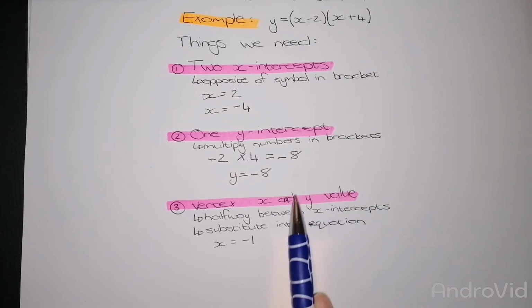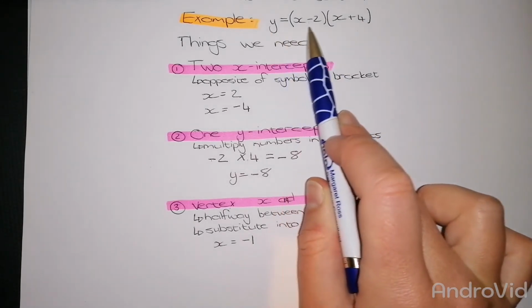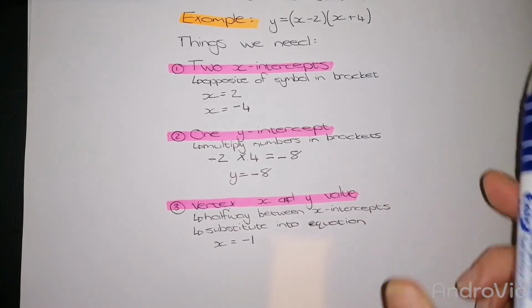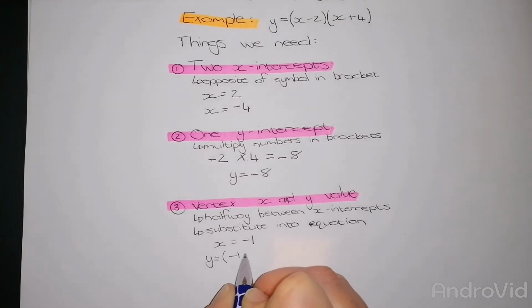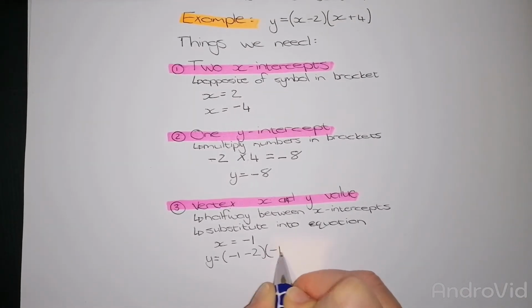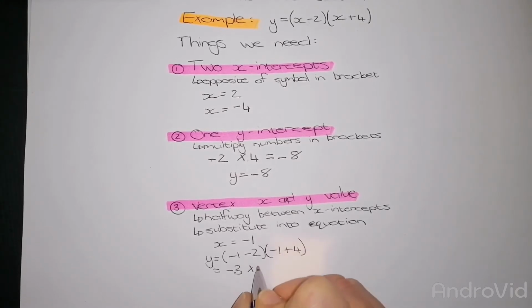For me to find the y value of my vertex, I need to substitute the x value of my vertex, which is negative 1 that I found on the number line, into this equation for me to find the y value. When I substitute that, I will have y is equal to (negative 1 minus 2)(negative 1 plus 4). Simplify that. Minus 1 minus 2 is minus 3, multiplied by minus 1 plus 4 is 3. Negative times a positive is a negative, and 3 times 3 is 9.